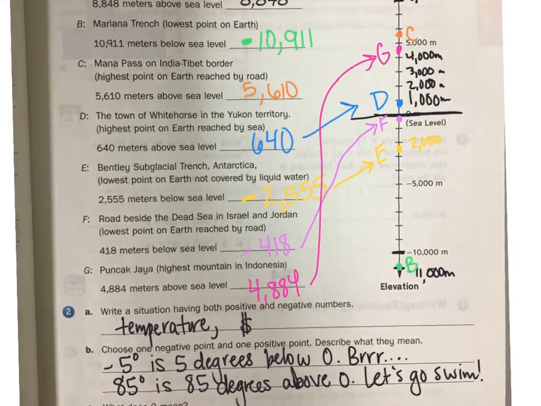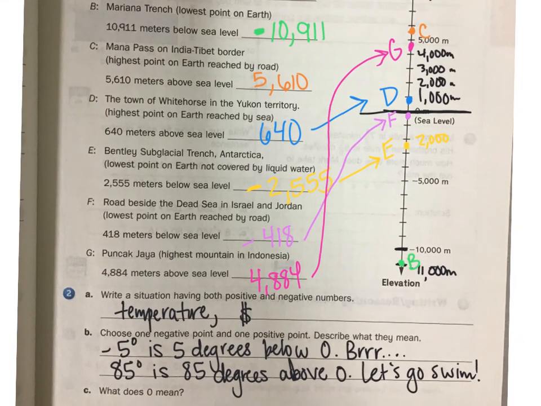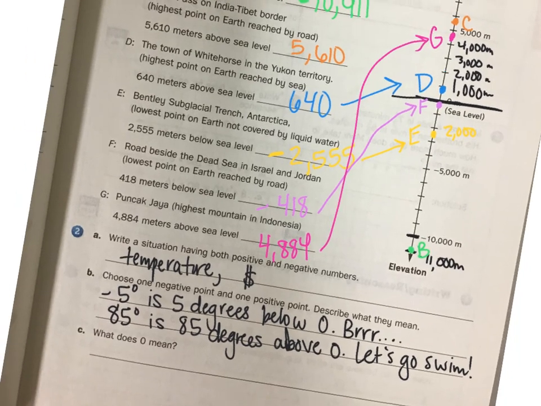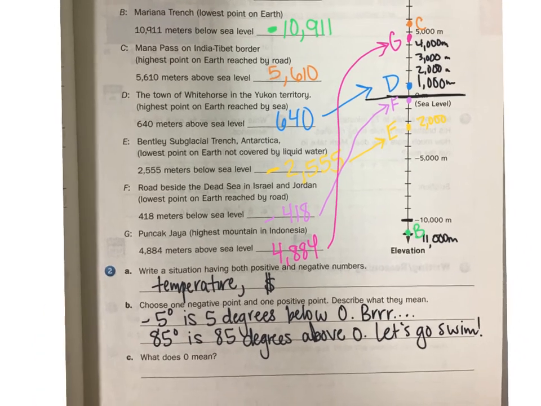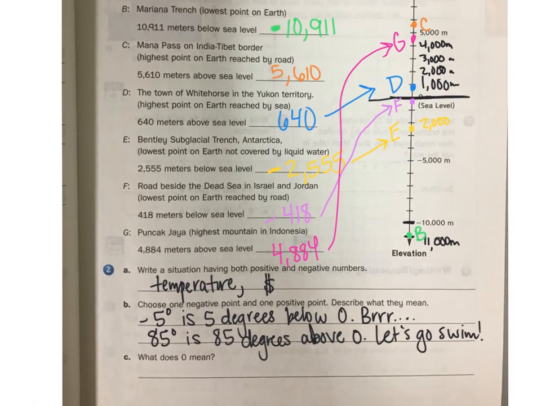Now, let's talk about some situations. We already did talk about this, I mentioned this. Temperature or money would both be situations where there's positive and negative numbers. Maybe you can come up with another one. Oops. Sorry, guys, I'm not sure why that got twisted there. Choose one negative point and one positive point.